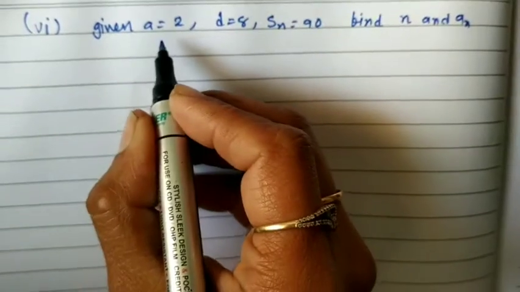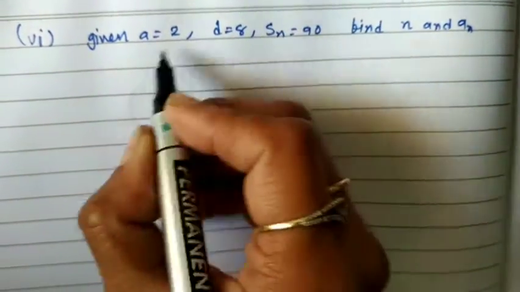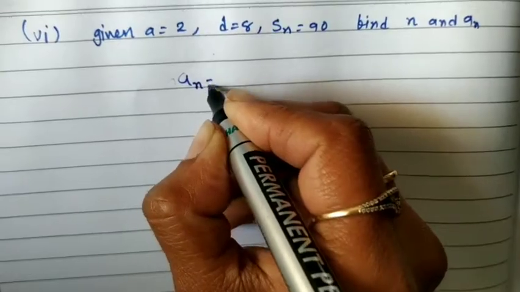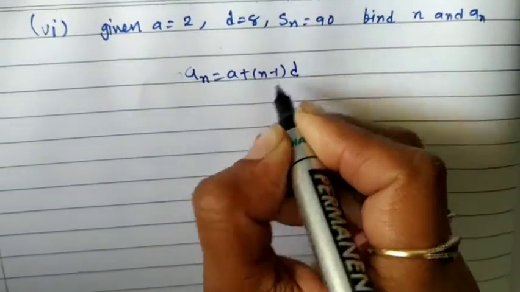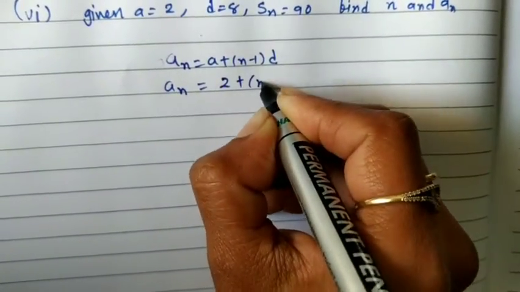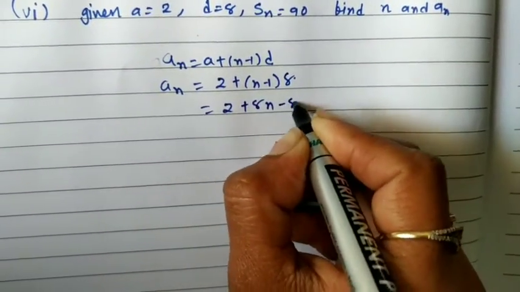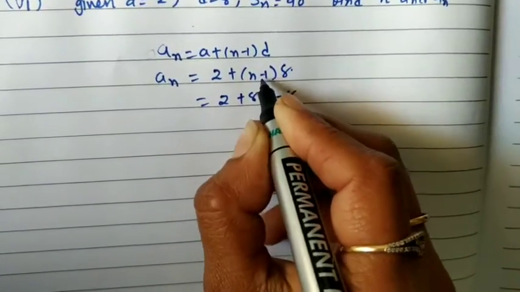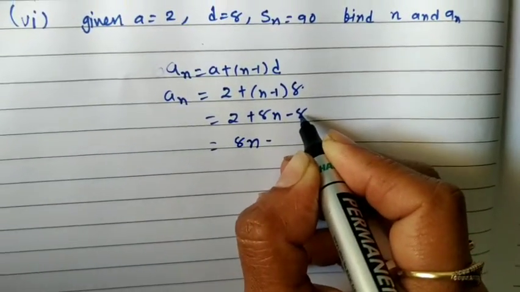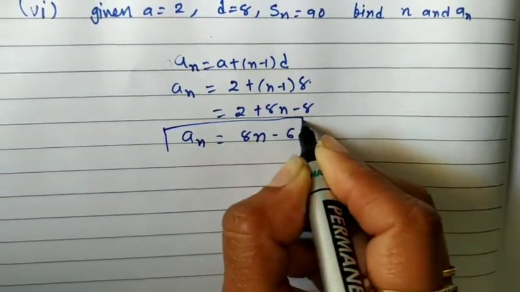I hope you see the question. a is given, d is given, Sn is given. Sn is given as 90, which means we don't know n and we don't know an, so let us find it first. We will write that an is equal to a plus n minus 1 into d. There we don't know an, so let us keep it as it is. a is 2, n minus 1 as it is, and difference of 8. So here we got 8n minus 8. Now we subtract 8 minus 2, which will become 6, and the sign of the greater number. So here we got an.